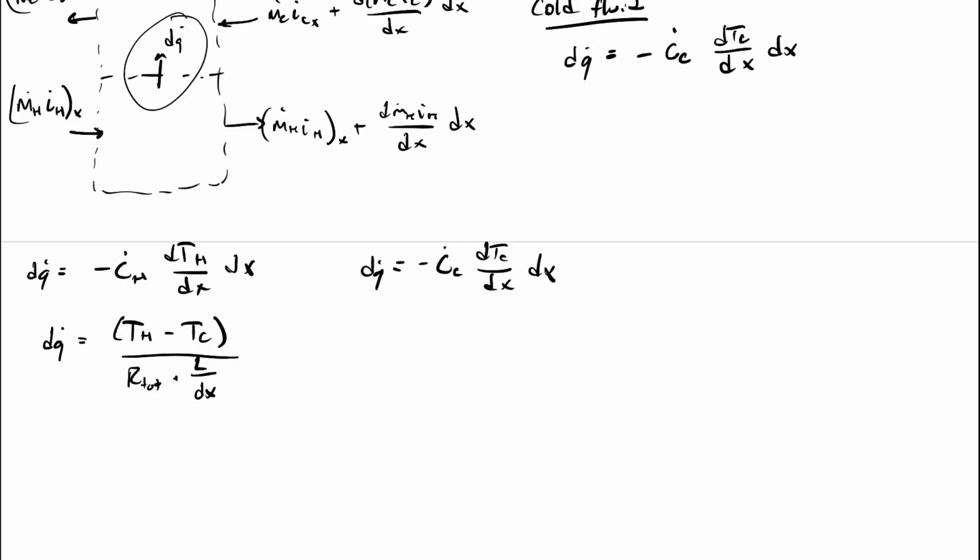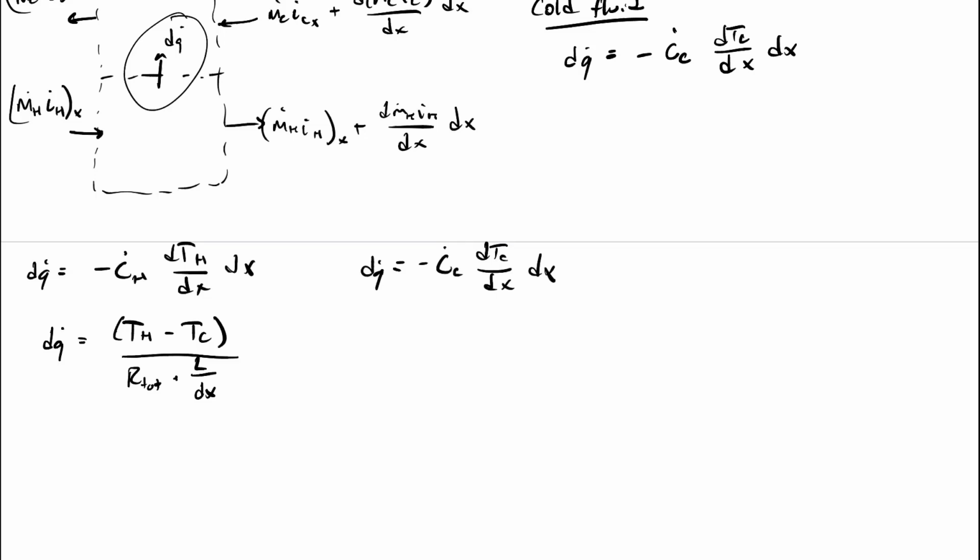And think about, why did we do length over dx? It's because if you have a really small area, does the resistance go up or down? It should go up, right? The smaller you make your area, the bigger the resistance is to heat flow. So to make that bigger, we just take L divided by dx. Okay, so that's our rate equation there.